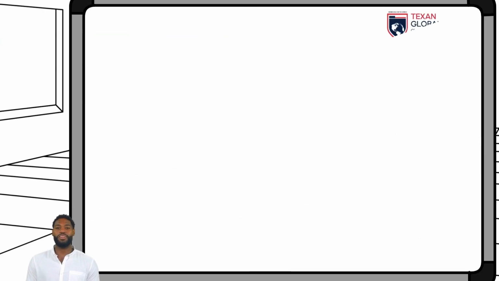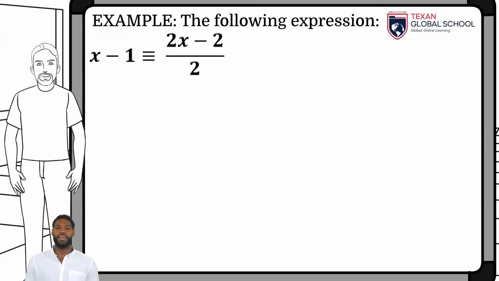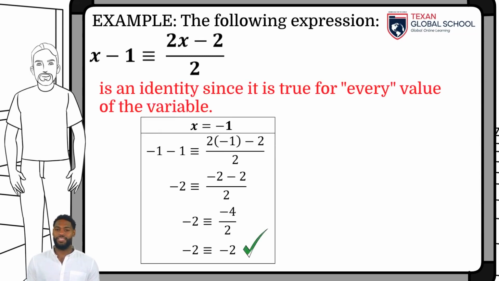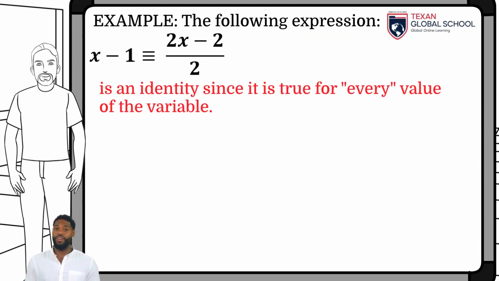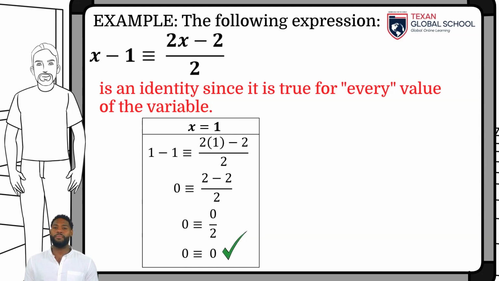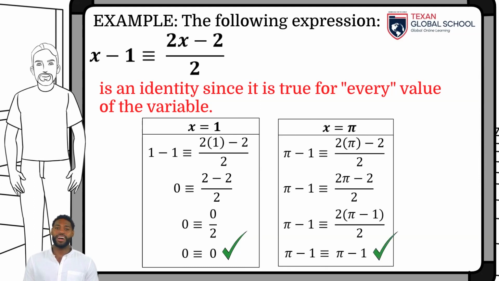For example, the equality x minus 1 is identical to (2x minus 2) over 2. We can see that any value that is substituted on both sides will satisfy the equality. For example, substituting by -1 or by 0, the identity is satisfied. Any other value such as 1, or even if we substitute by pi, the identity will be satisfied.